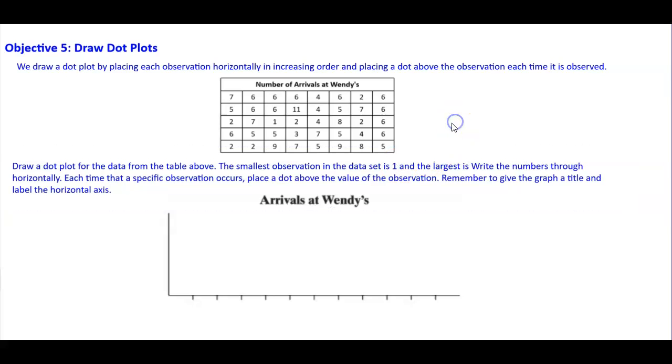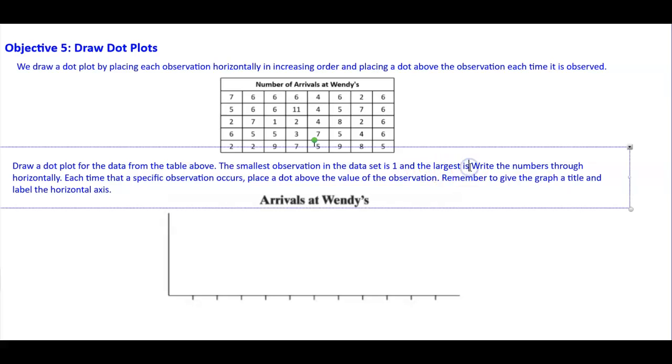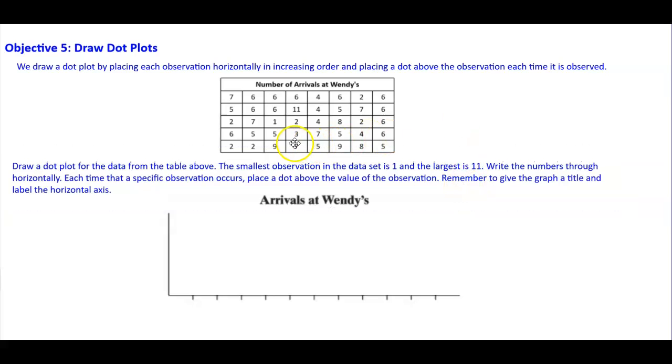Okay, so if we take a look here, the smallest observation is 1, and the largest is what value? Well, the largest is 11. So we're going to write those numbers horizontally. If we look down at the bottom of the graph, we're going to write 1 all the way to 11, and we're going to call that the number of customers. Then we're going to title this arrivals at Wendy's.